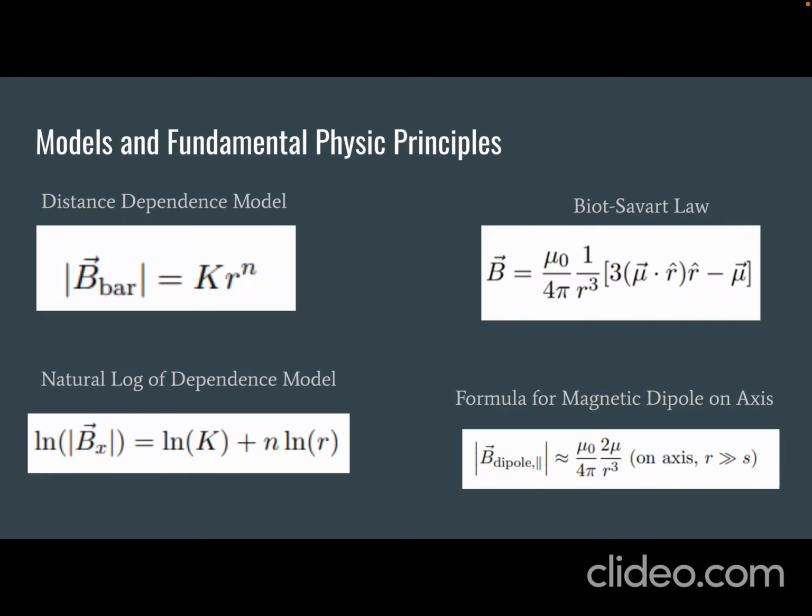And for the fundamental physics principles, we used a distance-dependent model, and then we also took the natural log of the model and used those for some approximations. We also used the Biot-Savart law, which helps get the magnetic field of a dipole, and then also we used the formula approximation for a magnetic dipole on axis.